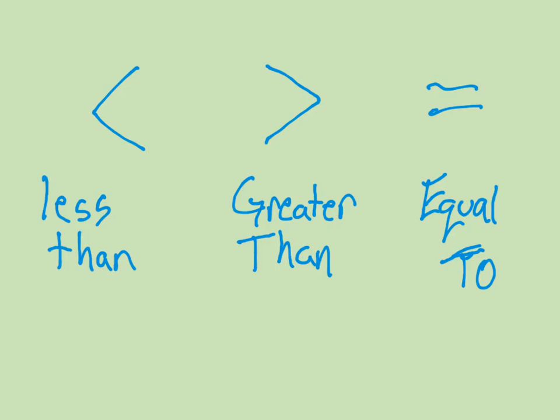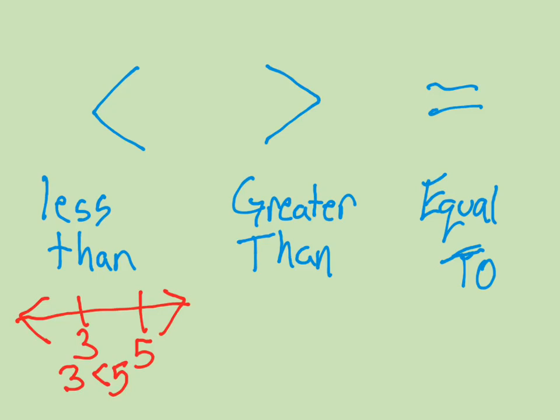Less than means the first number is less than the second number. Greater than means that the first number is greater than the second number. And equal to means that the first number is equal to the second number. Another way of thinking about this is that less than means to the left of on the number line. For example, 3 is to the left of 5 on a number line. So 3 is less than 5. So less than means to the left.